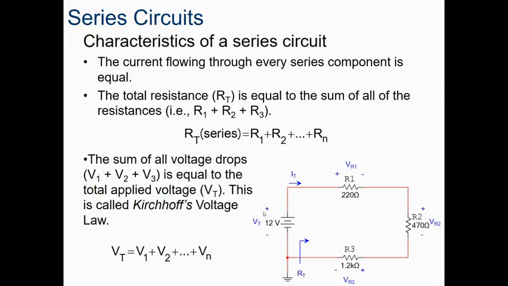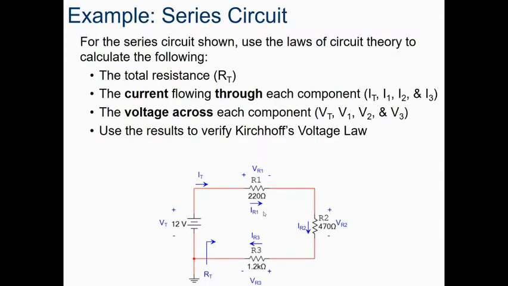So let's take a look at a specific example. This might be where you want to pause and write this stuff down in your engineering notebook, because we're going to use these principles to calculate this problem. So we know that the current flowing through every component is the same, that's the key principle, and the total resistance in the circuit is equal to the sum of all the resistances. So let's look at that in this specific example.